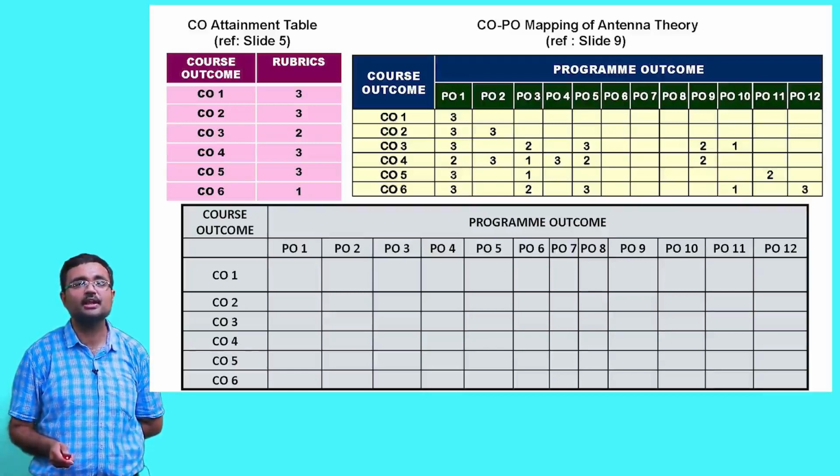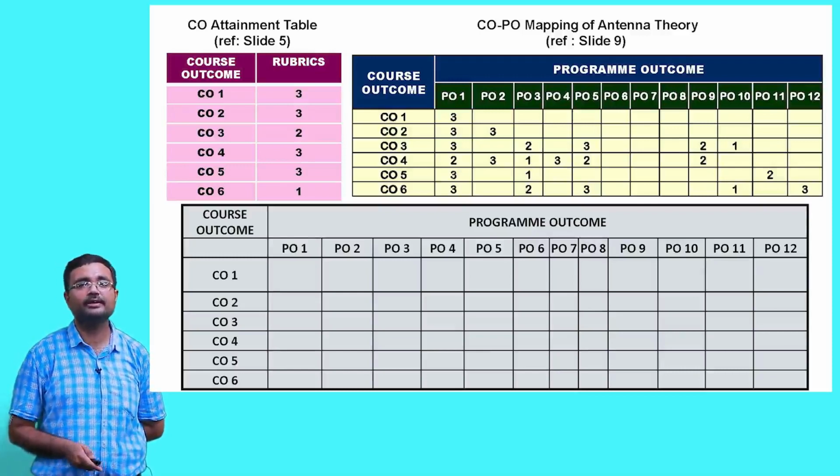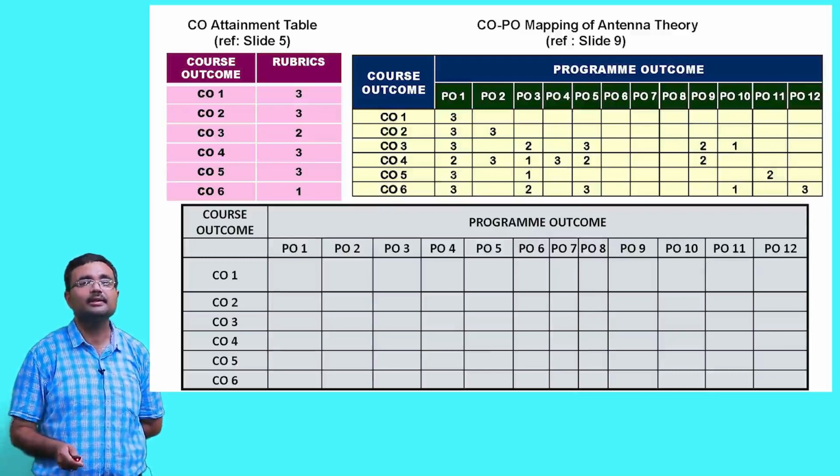So, this is even lower. CO3 attainment is low, not low, attainment is moderate. CO3 related to PO3, moderate. So, CO3 contributing to PO3, even moderate. How can that be done?